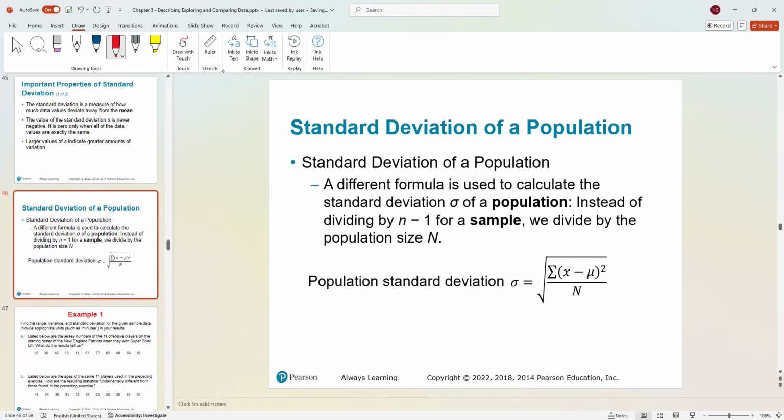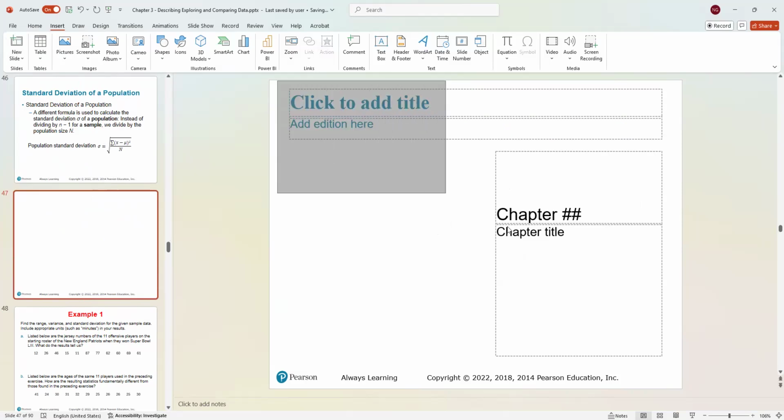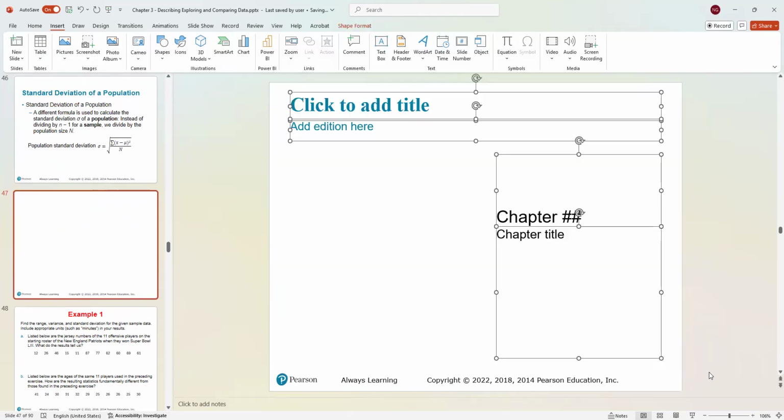Before we do big examples, for the standard deviation of the population, a different formula is used. So for the population, instead of dividing by n minus one as we do for the sample, we divide by n. As I said, I'm gonna do very simple examples to explain before we do those provided in the exercise.